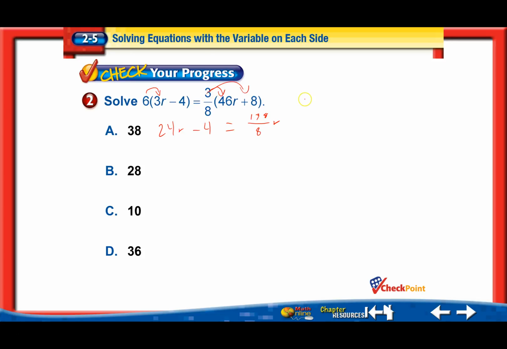3 times 8, or 3/8 times 8, will technically turn into 24 over 8. Okay, this one we can simplify because 24 over 8 is 3. This one, on the other hand, is tougher to simplify. It doesn't go in straight.